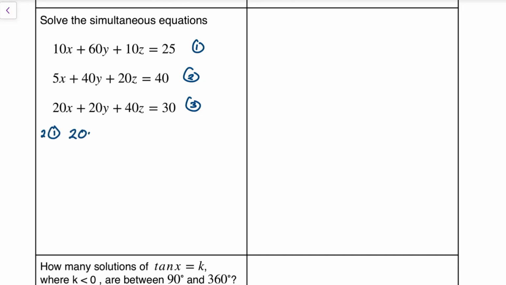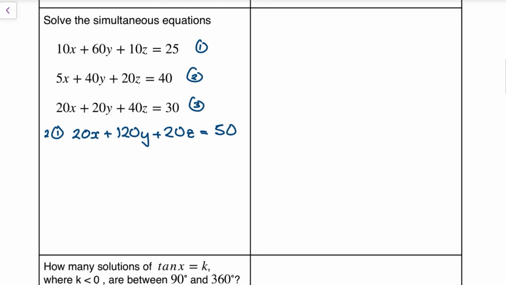So that's going to give me 20x plus 120y plus 20z is equal to 50. So that's equation 1. Then I'm going to do 4 times equation 2. Remember, I want 20x. That's going to give me 20x plus, well, 4 times 40 is 160y. Some of these are annoyingly big numbers. 4 times 20 is 80z. And then I've got 4 times 40, which is going to give me 160.